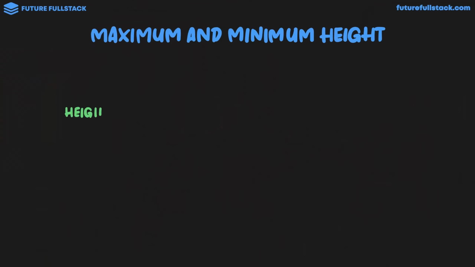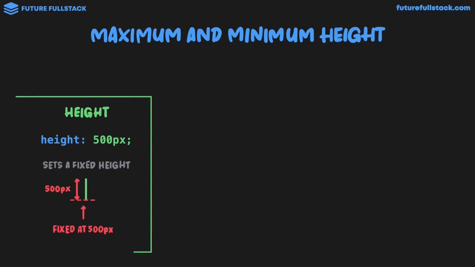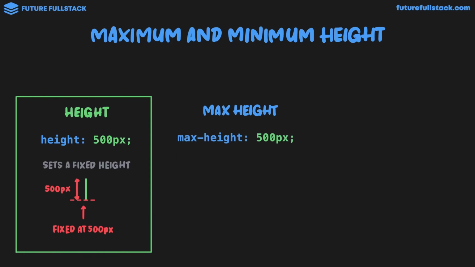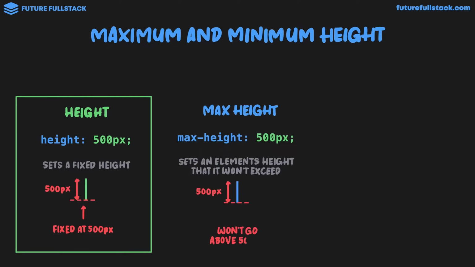We'll first start with fixed height, which has the CSS property like this, and this sets a fixed height. So we have our element over here. It has a height of 500 pixels, and this is fixed at 500 pixels. Looking now at max height, the CSS property looks like this, max-height, and this sets an element's height that it won't exceed. Looking at our element, we have a height of 500 pixels, and the element will never go above 500 pixels. However, just like max width, it can reduce in height. Now we're going to see soon there's just a bit more going on with max height compared to max width. So this is a slight oversimplification, and we will be going into more detail soon.